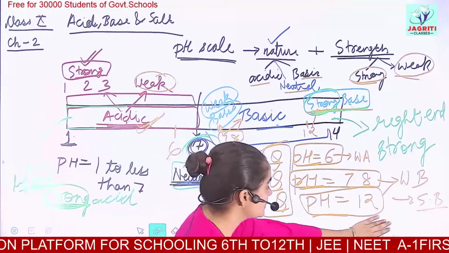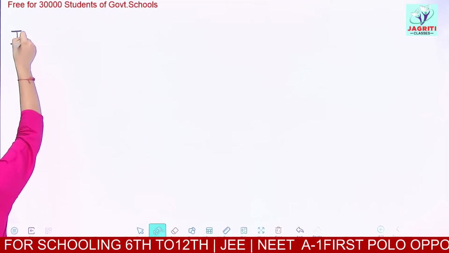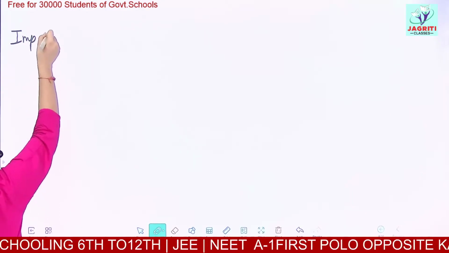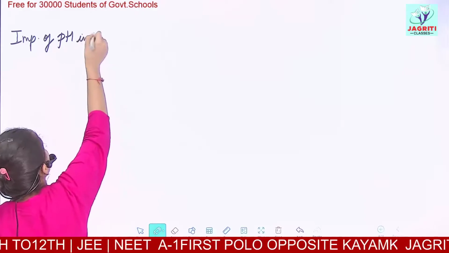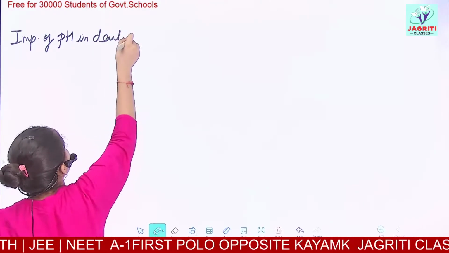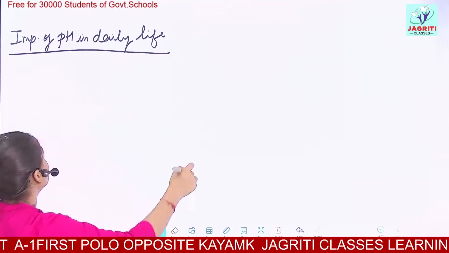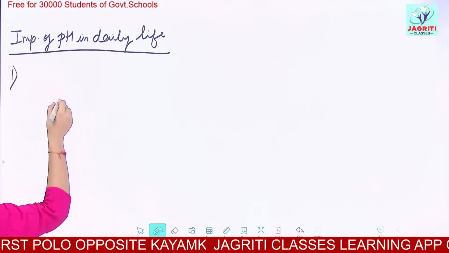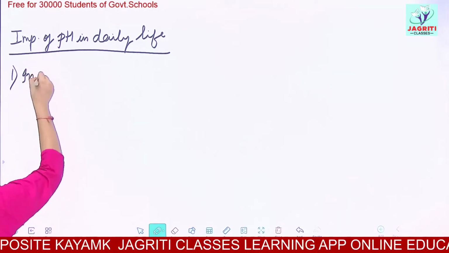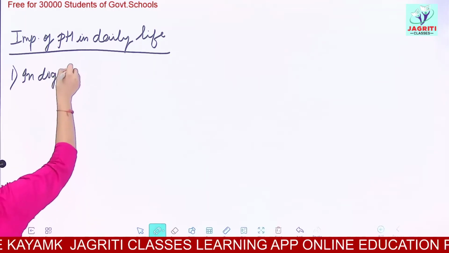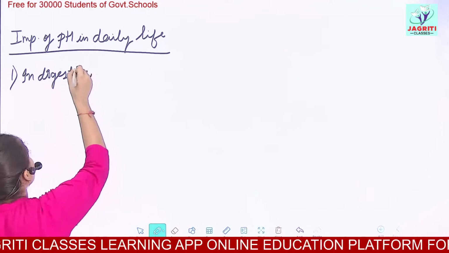Now we'll discuss some points which show the importance of pH. We are discussing now the importance of pH in daily life. Okay? In our day-to-day life, some common examples we'll take. The first example, as you all know, is in our digestive system, in our stomach. In our digestive system, what do we have? We have an acid. Can you tell the name of the acid?